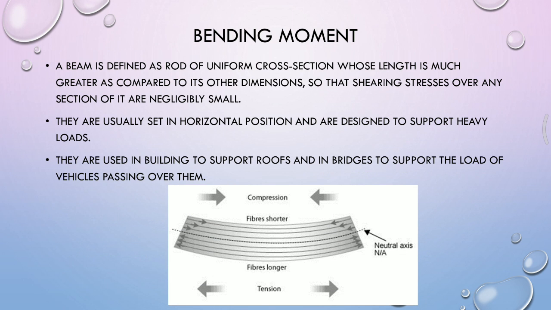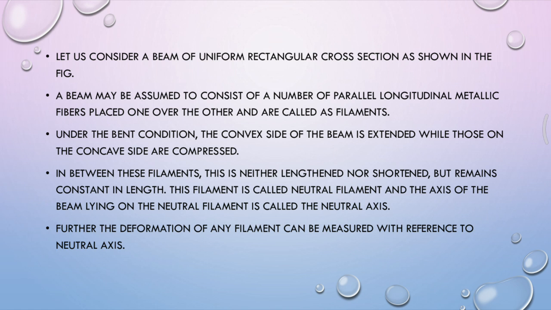Now let us understand what this bending moment is. A beam is defined as a rod of uniform cross section whose length is much greater as compared to its other dimensions, so that shearing stresses over any cross section of it are negligibly small. They are usually set in a horizontal position and are designed to support heavy loads. They are used in buildings to support roofs and in bridges to support the load of vehicles passing over them. That means it acts like a bridge between any two surfaces.